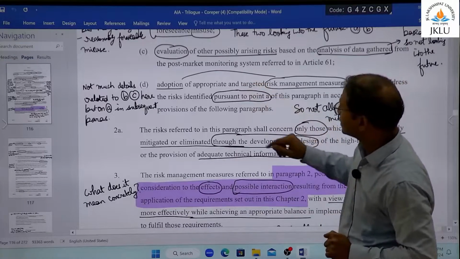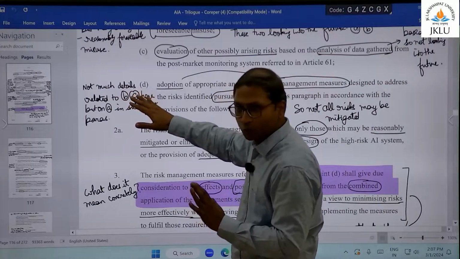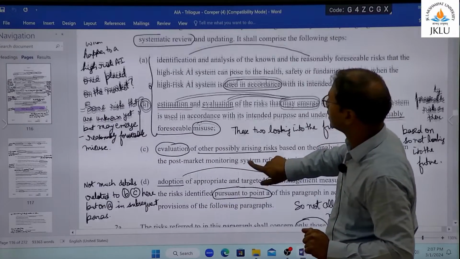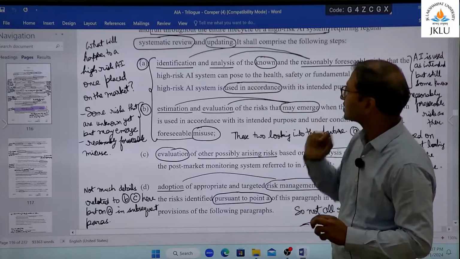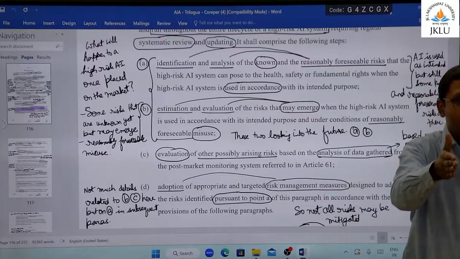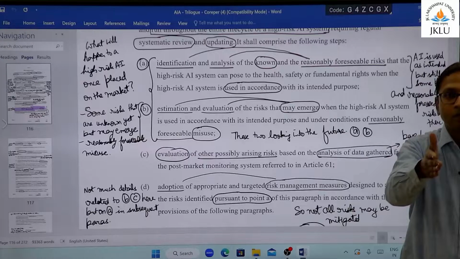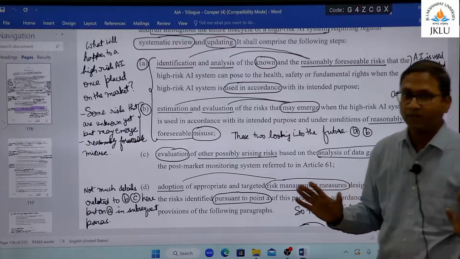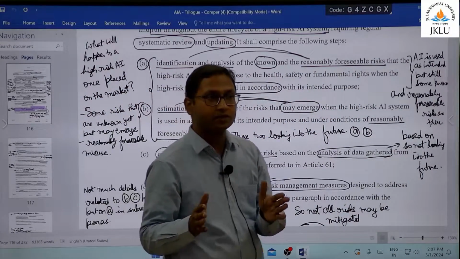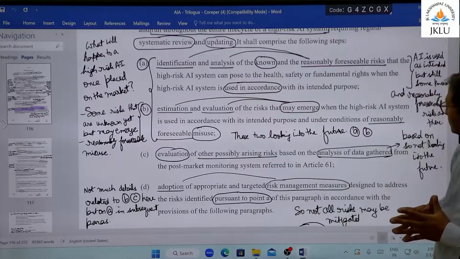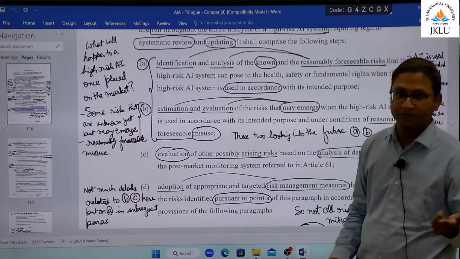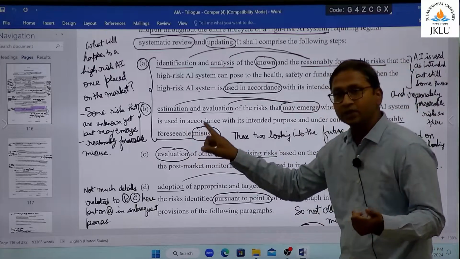And finally, there are not many details related to B and C in this article itself, but we concentrate more on part A for the subsequent paras. And part A was about the known and reasonably foreseeable risk, right? So the remaining paras, unless they explicitly mention it, don't talk about, for example, risks that may emerge or reasonably foreseeable misuse.